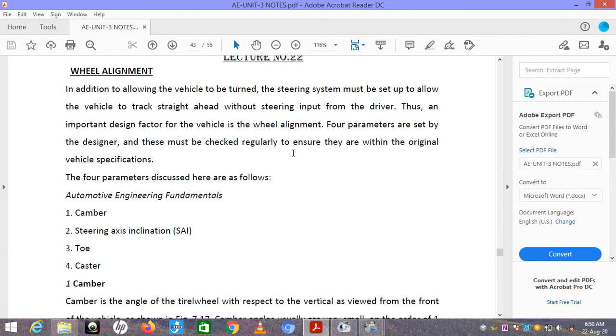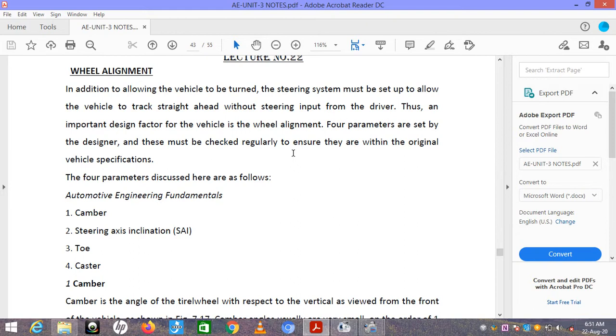So, in addition to allowing the vehicle to be turned, the steering system must be set up to allow the vehicle to track straight ahead without steering input from the driver. Thus, an important design factor for the vehicle is the wheel alignment. Four parameters are set by the designer and these must be checked regularly to ensure they are within the original vehicle specification. So there are four parameters for wheel alignment.